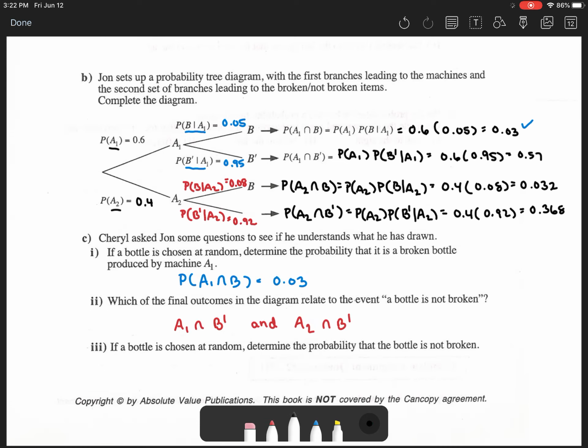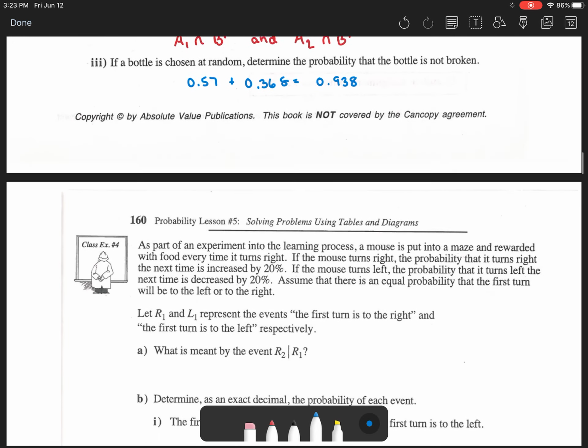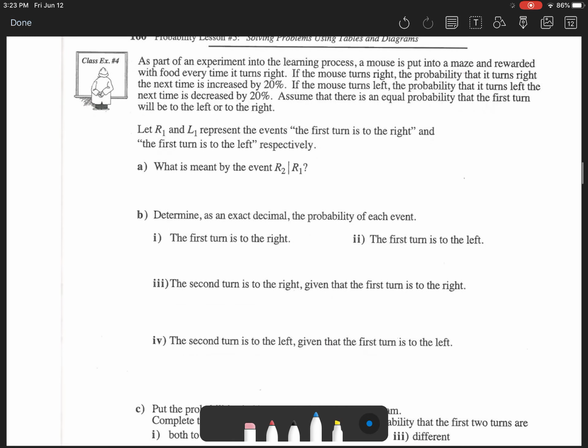So it says if a bottle is chosen at random, determine the probability that the bottle is not broken. If a bottle is not broken, we have two scenarios there, right? This one where we have a not broken bottle, and also this one down here. So it could be that one or the other one, so I add those together. That's 0.57, or it could be the 0.368. You take those together and you get 0.938.